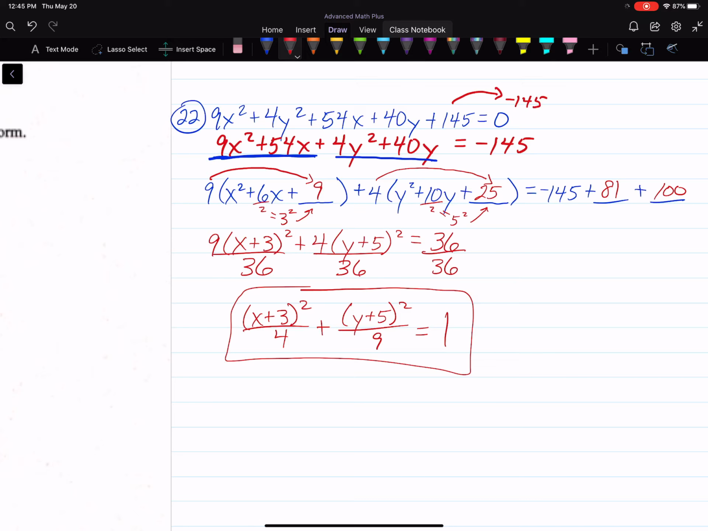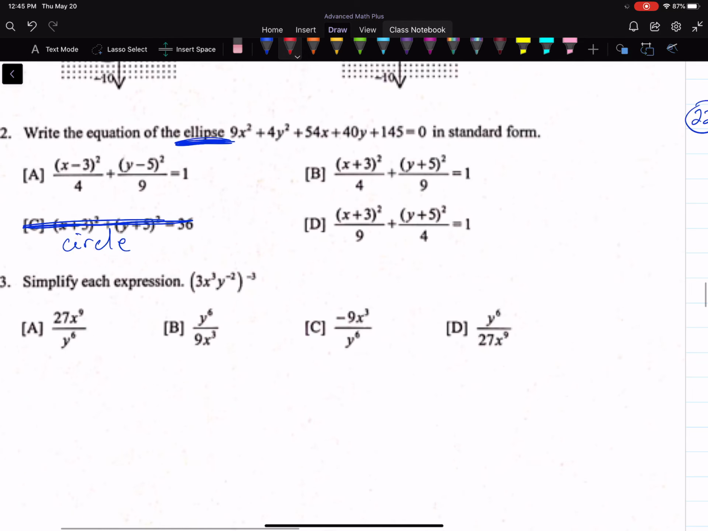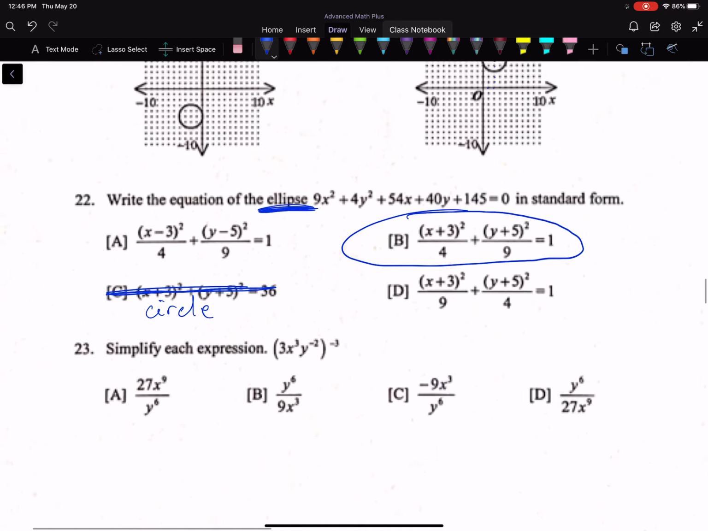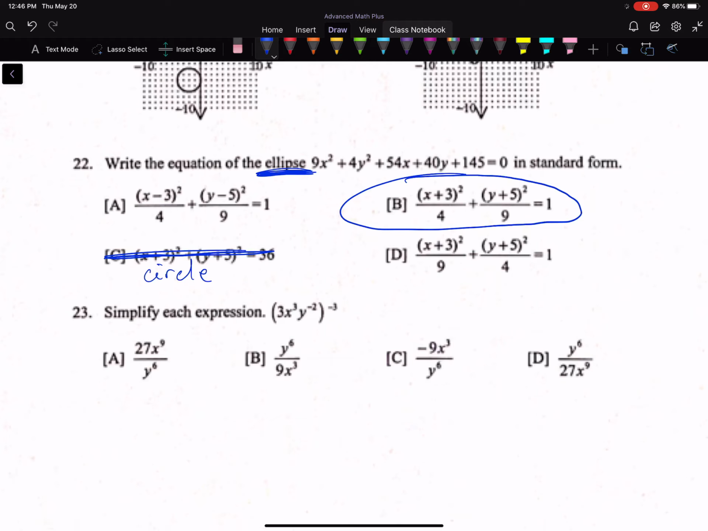We just got to figure out which one of our answers is the answer. So it looks like it's going to be B. A looks like it, but it has x minus 3 and y minus 5 rather than x plus 3 and y plus 5. So it's got to be B. That was a hard one. Okay, I shouldn't say hard. It was long.